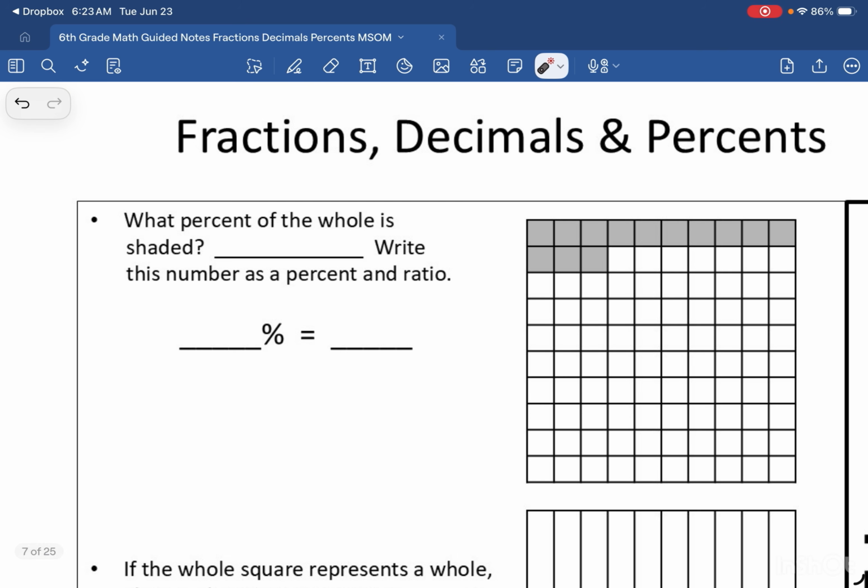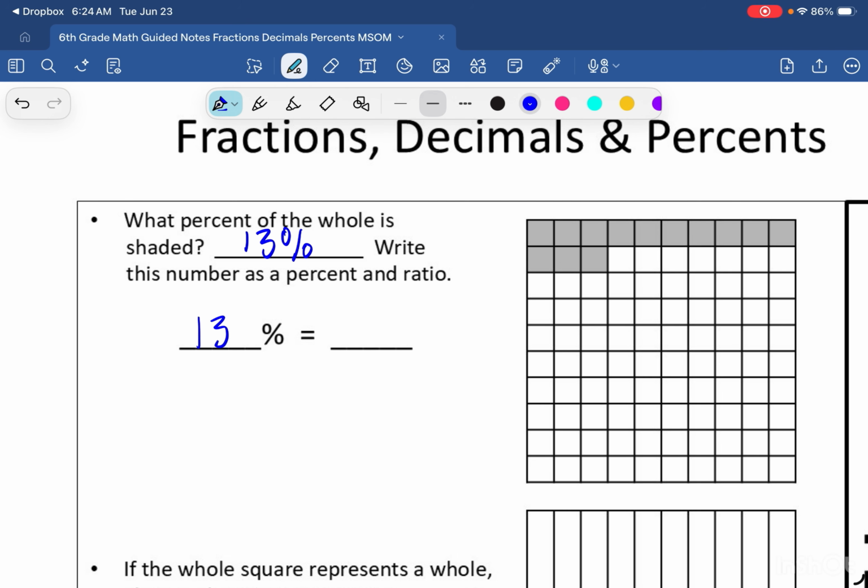What percent of the whole is shaded? So looking at this square right here, we have 13 squares shaded. So that would be 13%. Write this number as a percent and a ratio. So 13% is the same as 13 hundredths.